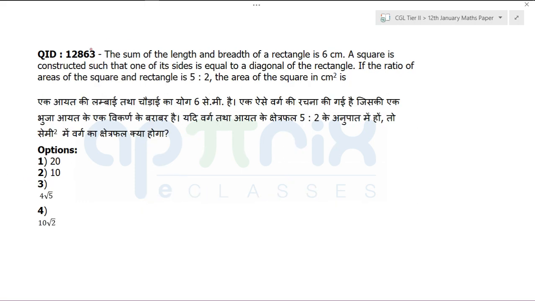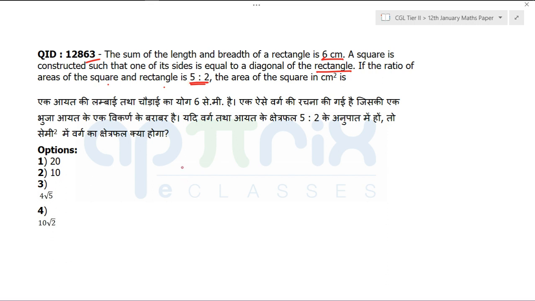All right, question number 63 now. Essentially, a very easy one. Let's read it out. Why am I saying easy one? Because it's a mensuration question. The sum of the length and breadth of a rectangle is 6. A square is constructed such that one of its sides is equal to the diagonal of the rectangle, which is not known. If the ratio of areas of square to rectangle has been given to be 5:2, we have to find what is the area of the square in centimeter square.